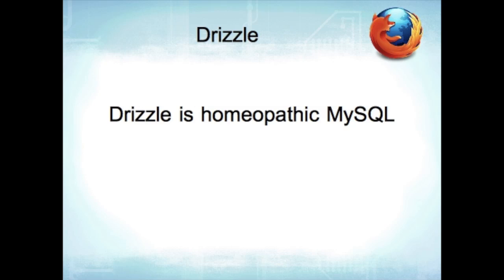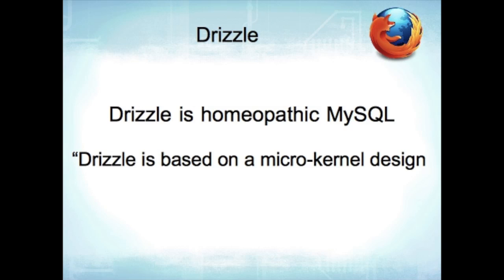Homeopathy is where they take something like, let's say you want to be inured against mercury poisoning. So you take some mercury, and then you dilute it beyond all possible recognition. And then you drink it, or you topically apply it, or whatever. Basically, it's kind of like you waved the thing over water, and now it's homeopathic. And so Drizzle's homeopathic MySQL. Let me explain it to you before you tweet that out, and I'll give you something to tweet a little bit later.